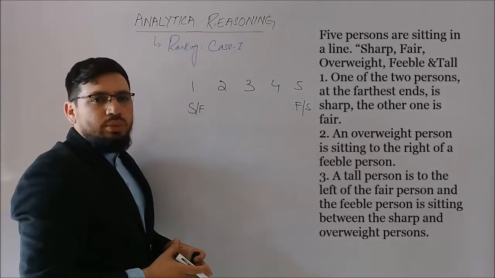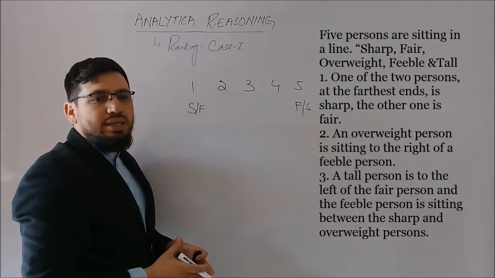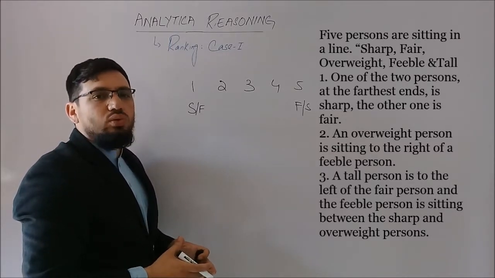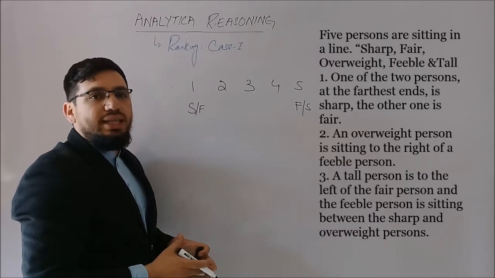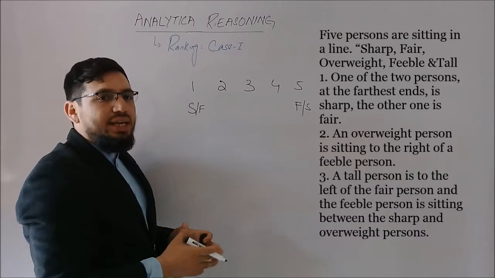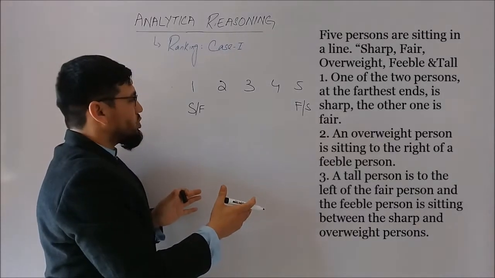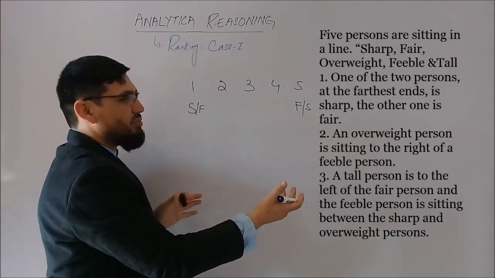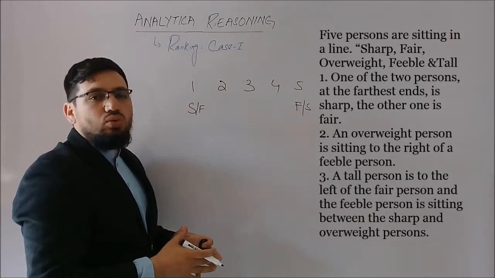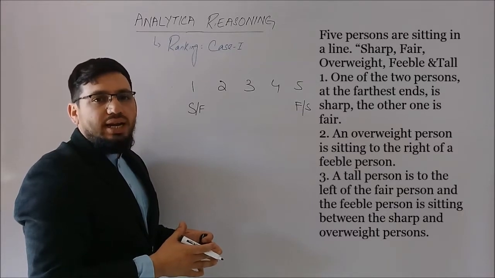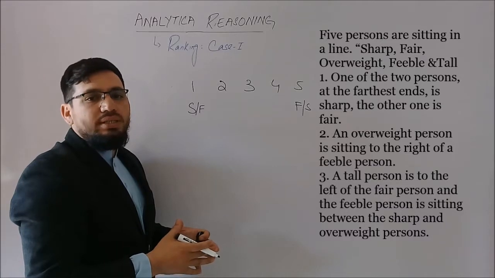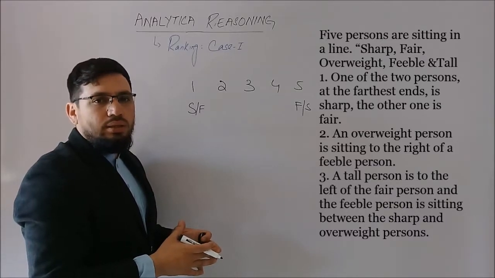Let's move to the second information, that the overweight person is sitting to the right of the feeble person. First of all, you have to know which right they are talking about. Consider that I'm standing in front of this whiteboard, so my right will be considered as the right side and my left will be considered as the left side. So always take your right side as right and left as left. Right now, the overweight person is sitting right of the feeble.